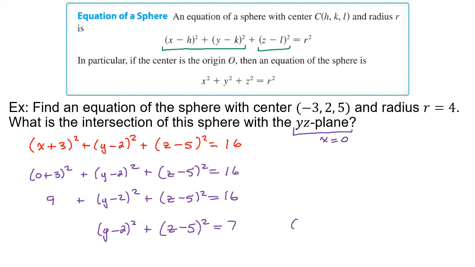Your intersection is a circle centered at 2, 5. Well, actually, sorry, it's 3 coordinates. So 0, 2, 5. Well, no, it's just a circle. Never mind, I'm thinking that wrong. At 2, 5 in the YZ plane, with radius square root of 7. So your intersection is a circle, because it runs into an entire plane. Isn't that odd? I've always thought that was odd.